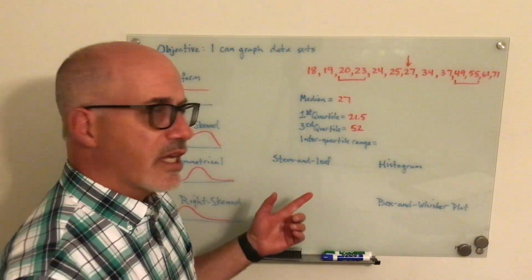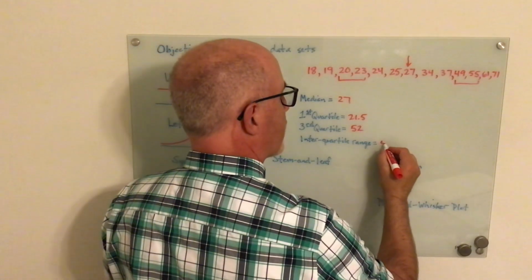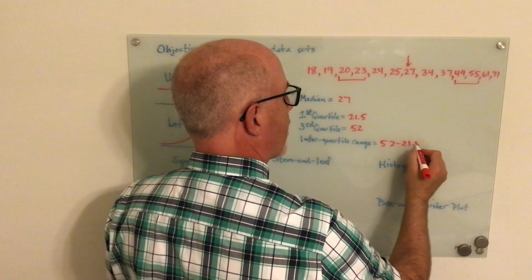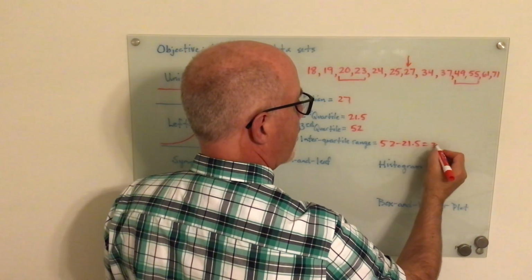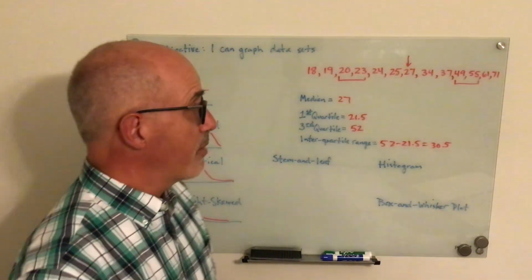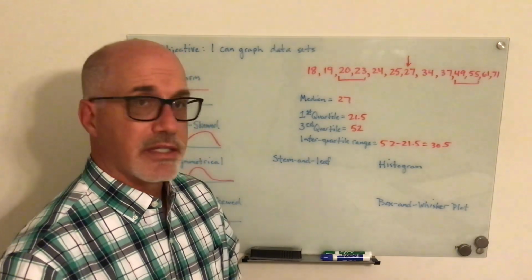The interquartile range is where you take the third quartile and you subtract off the first quartile. And so what you would get from that is 30.5 as our interquartile range. A pretty big one for this because this is a lot of data that's spread out quite a bit.